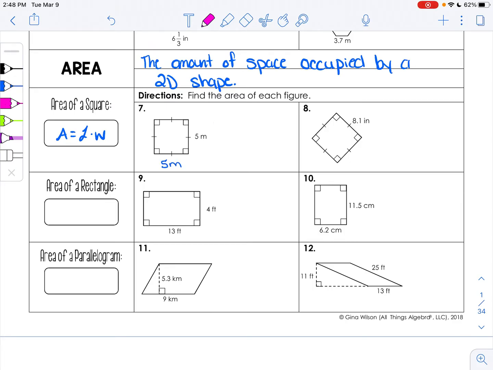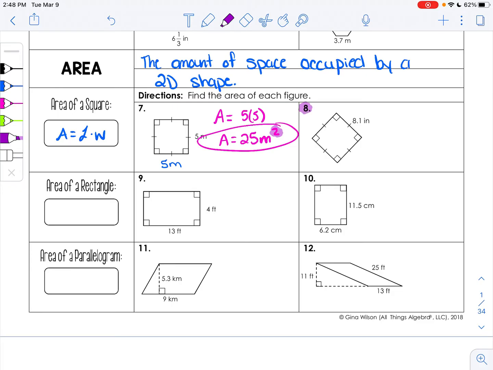So to find the area, we can multiply 5 times 5. And we find that the area equals 25 meters squared. So with area, when you put your unit of measure, not only does it have the meters, but the squared. That tells us we're talking about area. Notice how with perimeter, it did not have that. Go ahead and highlight number 8.